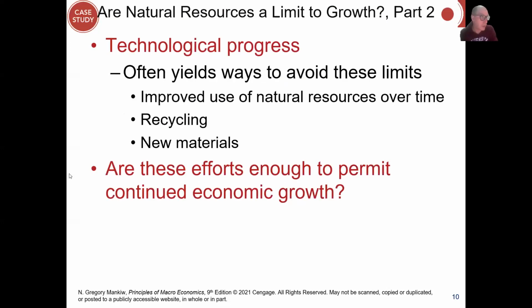And a way that we can do that is through the technological advancements that we're making in order to develop new materials, focus on things like recycling, and of course, looking at ways we can improve the natural resources over time.